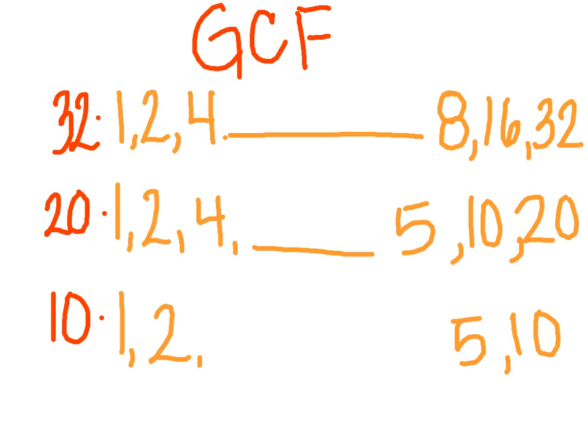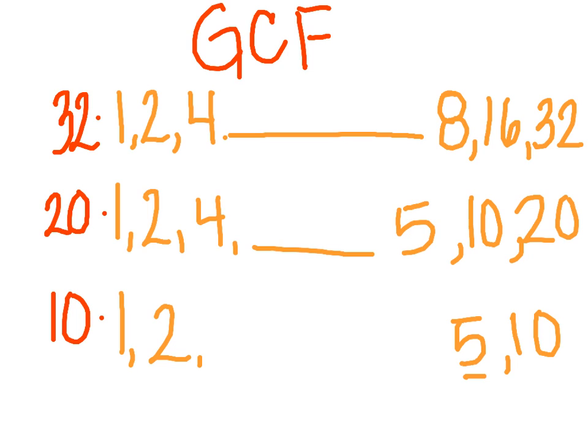3 does not go in evenly. 4 does not go in evenly. And since I have 5 down here, I can stop at that. So these are the factors of 32, 20, and 10.